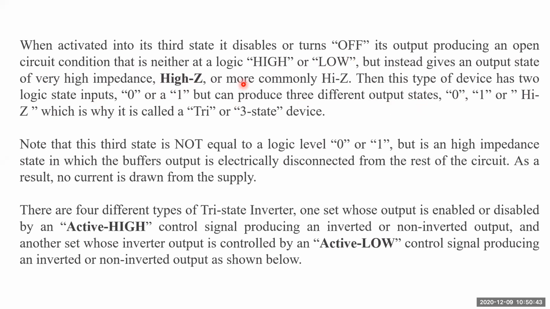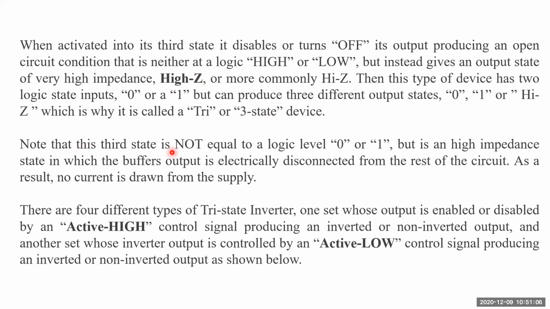What are the three different outputs? It can be 0, 1, or the third kind of output called high impedance, which is Z. This is why it is also called a three-state device or tri-state device. The main reason it is called a three-state device is that it produces three different types of outputs: 0, 1, and high impedance state.